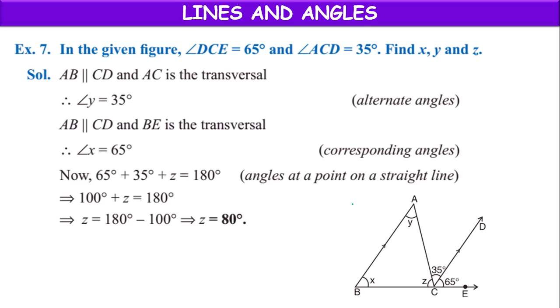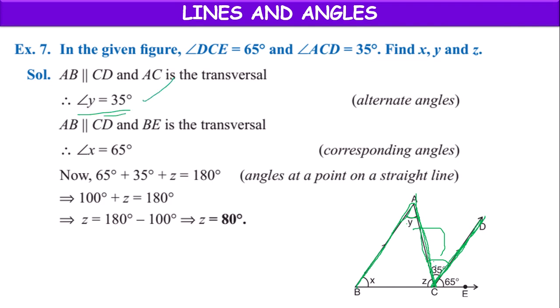And from the figure we can observe that AB is parallel to CD, and AC will be the transversal. So the angle on this side of the transversal and the angle on that side will be equal. Both of them will be equal. So Y equals 35 degrees, that we will get.